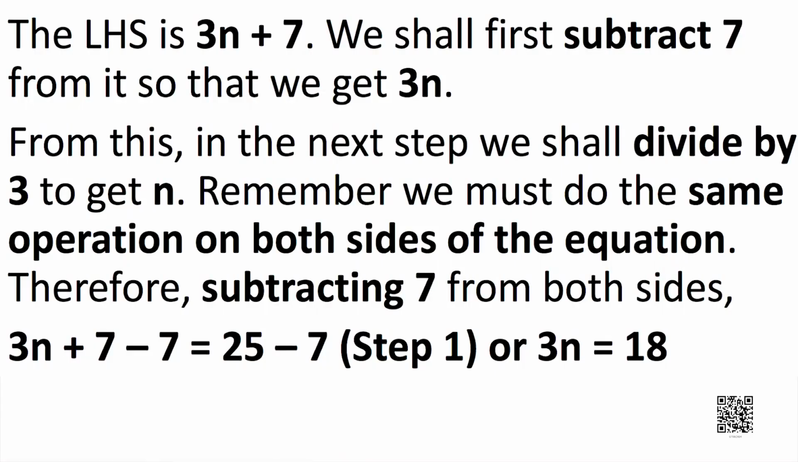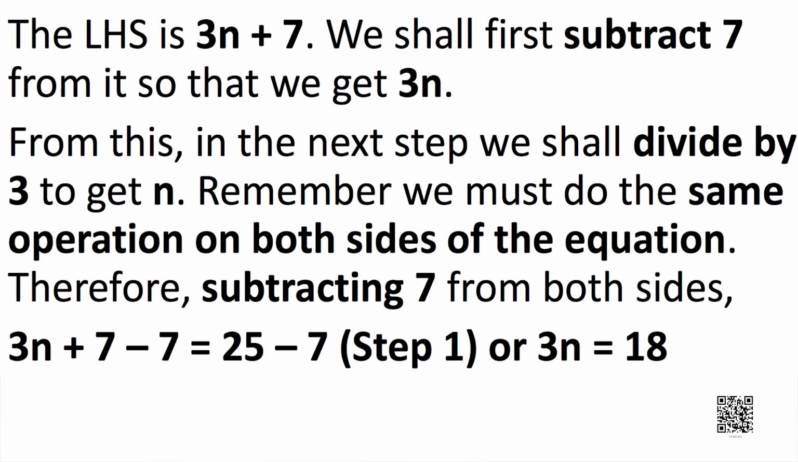The first equation is 3n plus 7 is equal to 25. For the solution of this equation, the LHS is 3n plus 7 and the RHS is 25. We shall first subtract 7 from the LHS so that we can get 3n. After this, in the next step, we shall divide by 3 to get n. We must also remember that we must do the operation on both the sides.